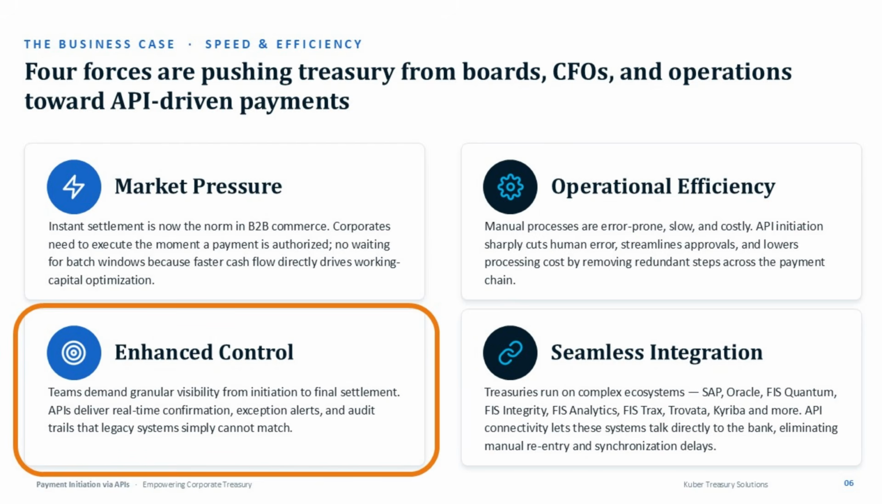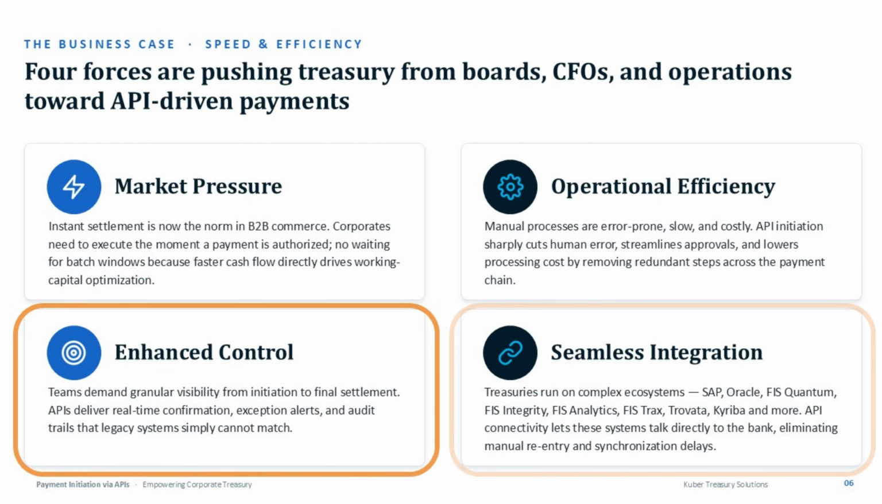The third reason is better visibility and control. Treasury does not just need to send the payment. Treasury also needs to know what happened after the payment was sent. Was it accepted? Was there any problem or issues? Is it still processing? APIs can help provide faster updates.